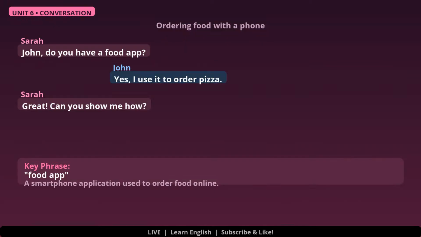Let's hear how people talk. Situation. Ordering food with a phone. Sarah says, John, do you have a food app? John says, yes, I use it to order pizza. Sarah says, great. Can you show me how?